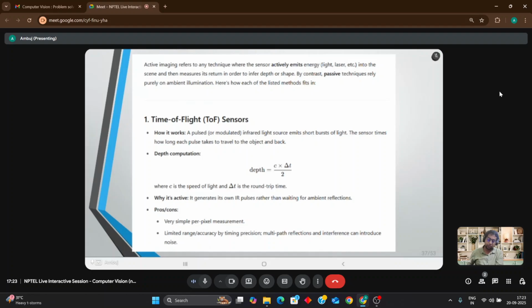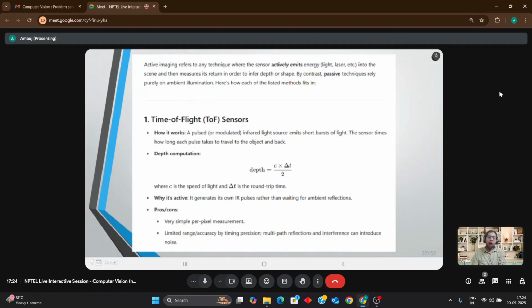Time-of-flight sensors send a pulsed infrared light source. They emit short bursts of light. The sensor times how long each pulse takes to travel to the object and back. This is ToF sensing, time-of-flight sensing. Depth is c delta t divided by 2, where c is the speed of light.